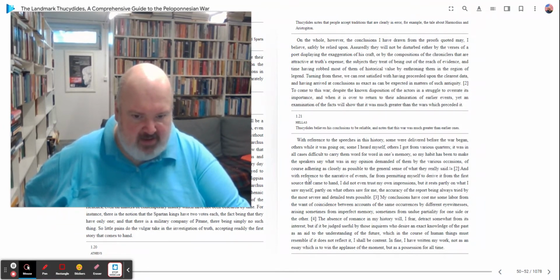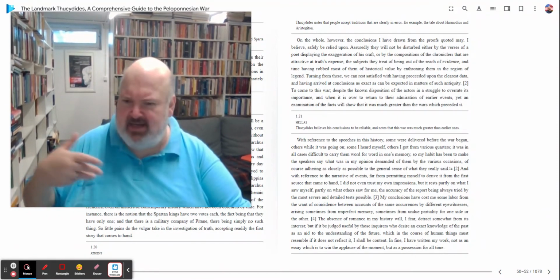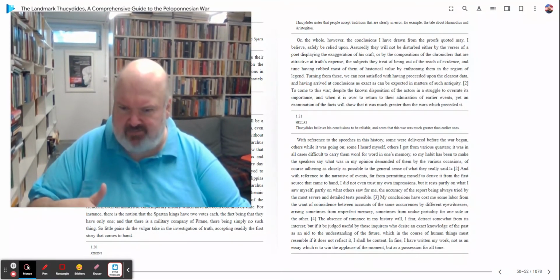Number two, and with reference to the narrative of events, far from permitting myself to derive it from the first source that came to hand, I did not even trust my own impressions. But it rests partly in what I saw myself, partly in what others told me. The accuracy of the reports being always tried by the most severe and detailed tests possible. In other words, I'm not going to just hear the sources, someone told me, but even then would verify what is possible.